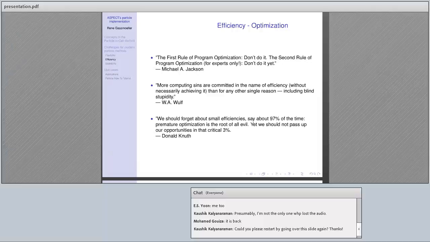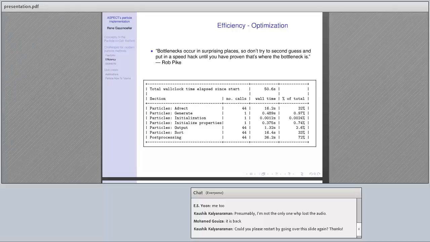Another quite well-known quote in the software optimization community is: we should forget about small efficiencies, say about 97% of the time. Premature optimization is the root of all evil. Yet we should not pass up our opportunities in that critical 3%. So this helps us more in trying to optimize our particle algorithms. We should look for these critical 3% and try to optimize them to a degree that is sufficient. But where to look for them? You could try to guess, but usually bottlenecks occur in surprising places, so don't try to second guess and put in a speed hack until you have proven that's where the bottleneck is.